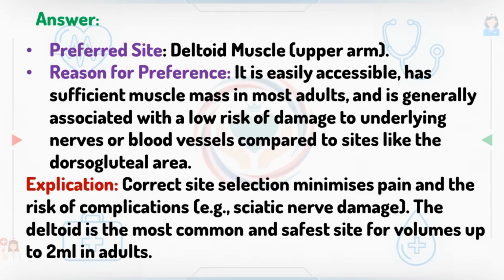Preferred site, deltoid muscle, upper arm. Reason for preference. It is easily accessible, has sufficient muscle mass in most adults, and is generally associated with a low risk of damage to underlying nerves or blood vessels compared to sites like the dorsogluteal area. Explication. Correct site selection minimizes pain and the risk of complications, e.g., sciatic nerve damage. The deltoid is the most common and safest site for volumes up to 2 milliliters in adults.